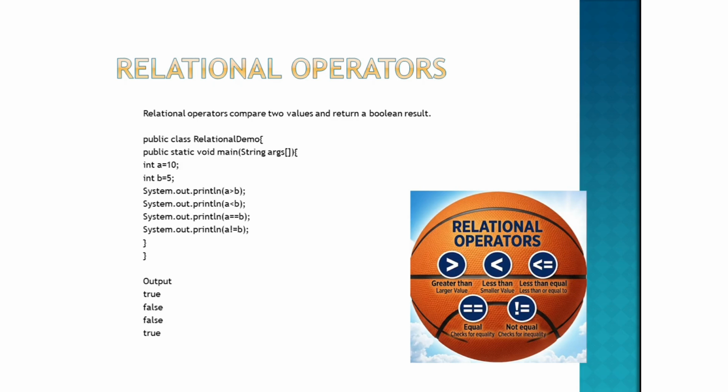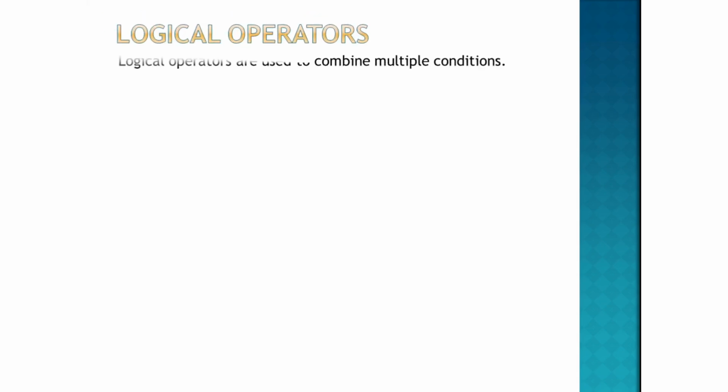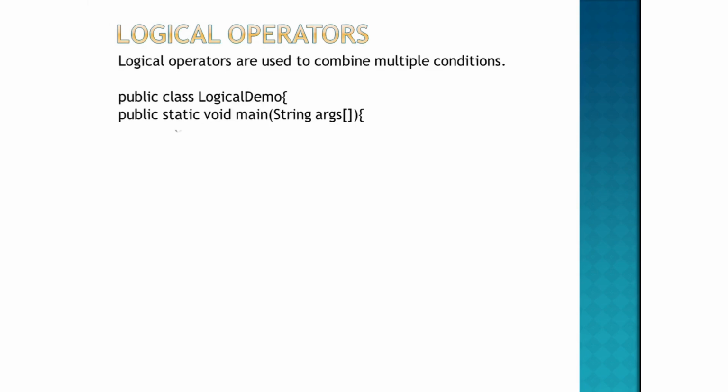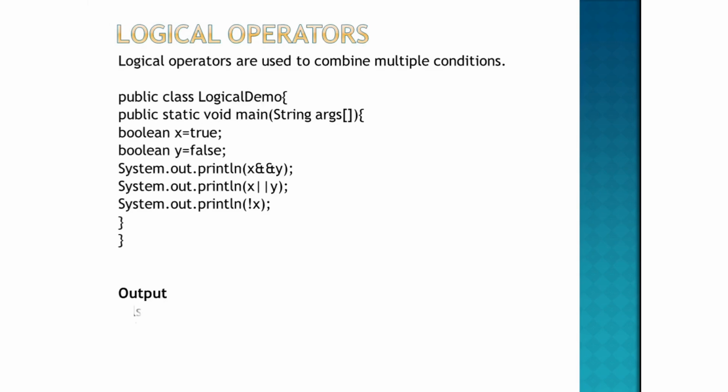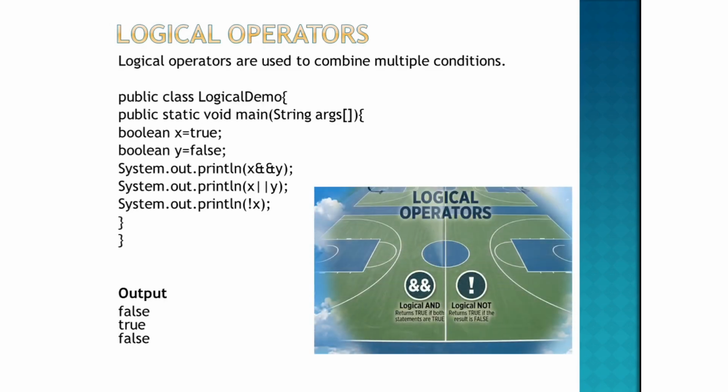Next slide, logical operators. Logical operators help us combine multiple conditions. There are three important logical operators. The AND operator, represented by double ampersand, returns true only when both conditions are true. The OR operator, represented by double vertical bar, returns true if at least one condition is true. The NOT operator, represented by an exclamation mark, reverses the result.